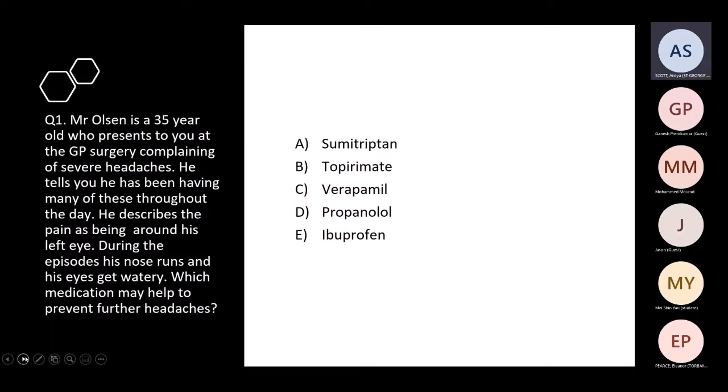So first question, this is a bit of a two-step question. I think it's quite hard, but don't be discouraged. So Mr. Olsen is a 35-year-old who presents to you at the GP surgery complaining of severe headaches. He tells you that he's been having many of these throughout the day. He describes the pain as being around his left eye. During the episodes, his nose runs and his eyes get watery. Which medication may help to prevent further headaches? So A, sumatriptan, B, topiramate, C, verapamil, D, propranolol, or E, ibuprofen.